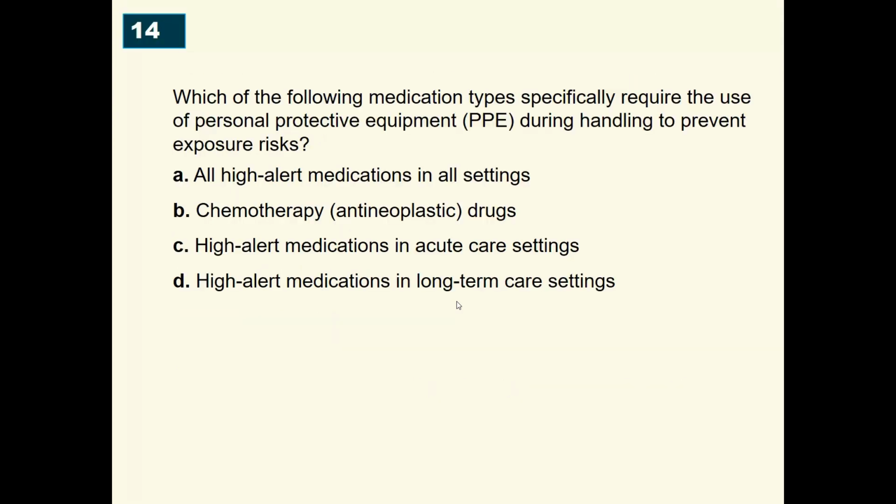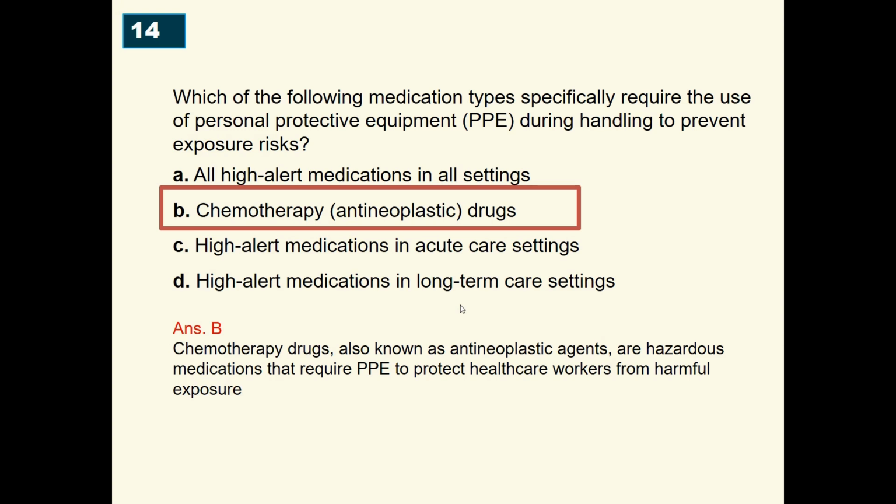Which of the following medication types specifically requires the use of personal protective equipment during handling to prevent exposure risk? All high alert medication in all settings, chemotherapy drugs, high alert medication in acute care settings, or high alert medication in long term care settings. The correct answer is chemotherapy and neoplastic drugs, which require personal protective equipment for handling because of exposure to hazardous substances.